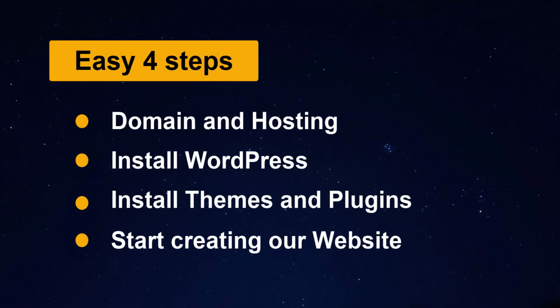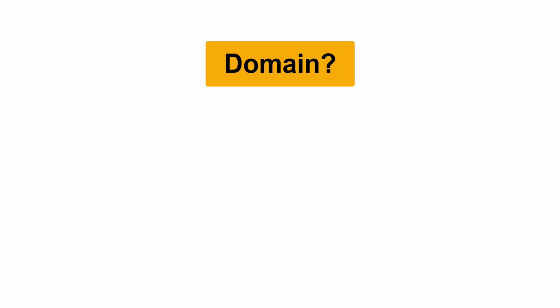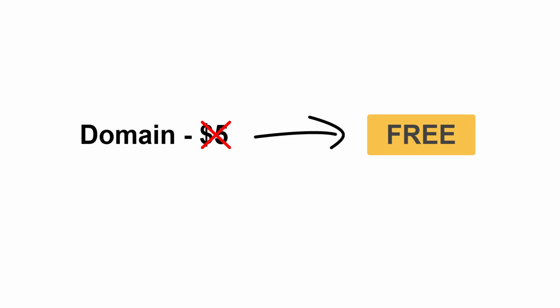Okay, now let's talk about our first step, which is getting a domain and hosting. So domain is basically the name of your website, like www.youtube.com. This is the domain name of YouTube. Like this, you can also get your own domain name like www.yourdomainname.com or yourcompanyname.com. You can get it for only $5, but I'll show you how you can get it for free for the first year. So you don't have to spend anything for your domain.